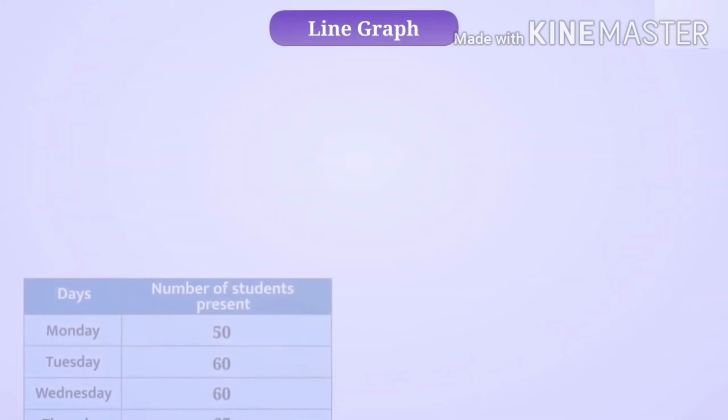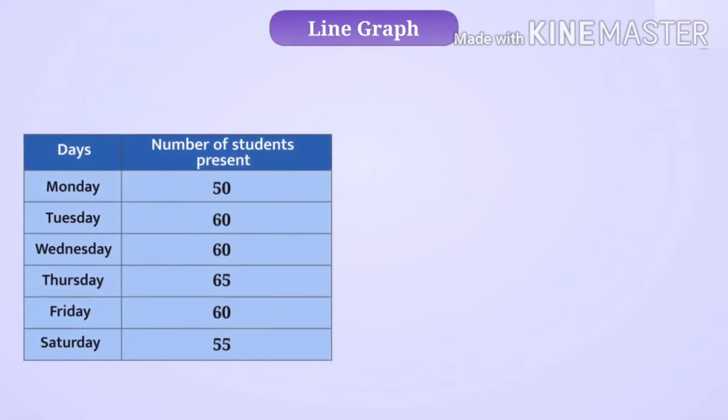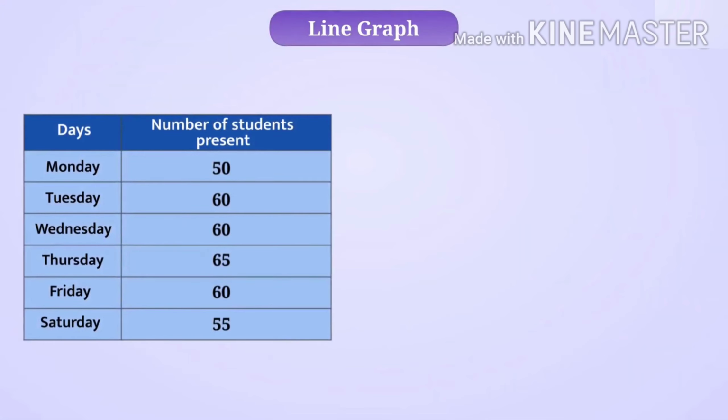Here I am showing an example of days and the number of students present on that particular day. Monday, Tuesday, Wednesday and so on. Look at the data: the number of students present changes according to the time. When we show this data in a graph, we just have to plot the number of students according to the days, and then we join the points using a line. That is called a line graph.